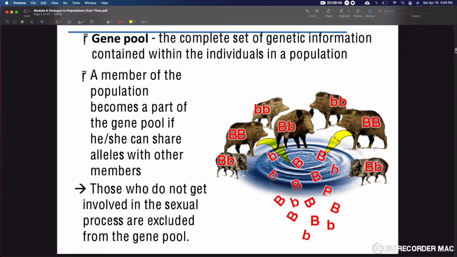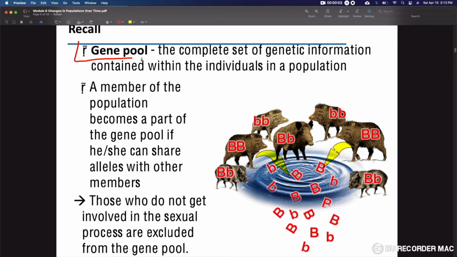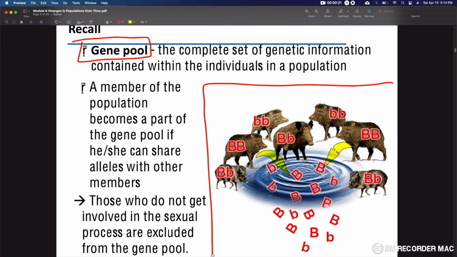Okay, moving on. For those of you who are biology majors, you may have encountered the term gene pool in one of your biology classes. But for Science 11, we will define gene pool as the complete set of genetic information contained within a population. So how will you imagine a gene pool? Just look at this figure right here. A gene pool, from its name itself, is the proverbial swimming pool. So imagine gene pool as your swimming pool right here.